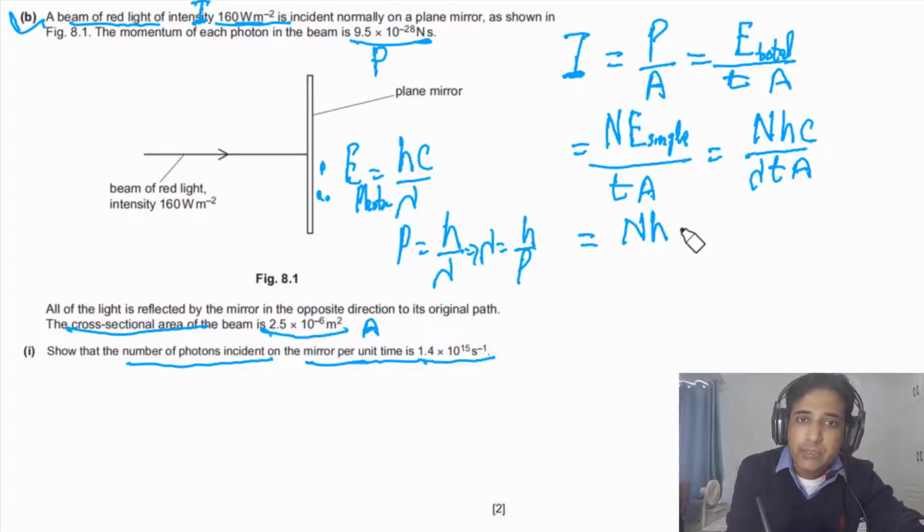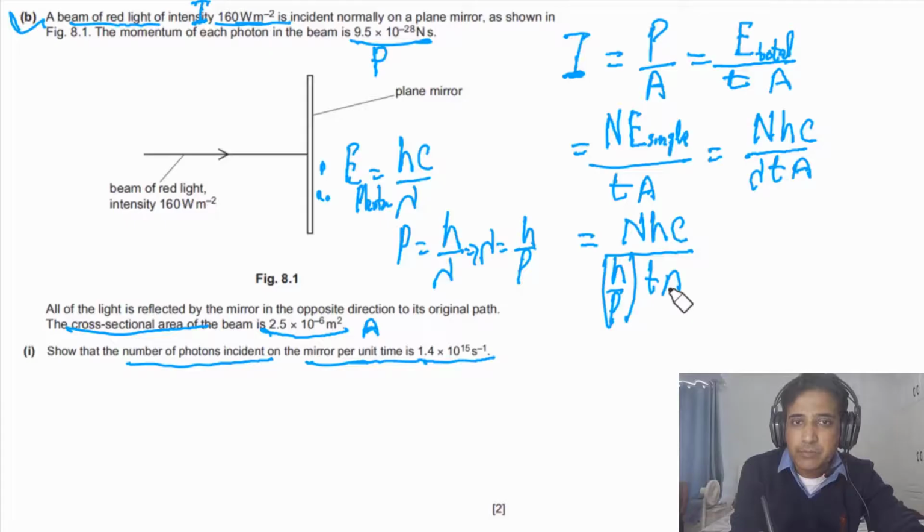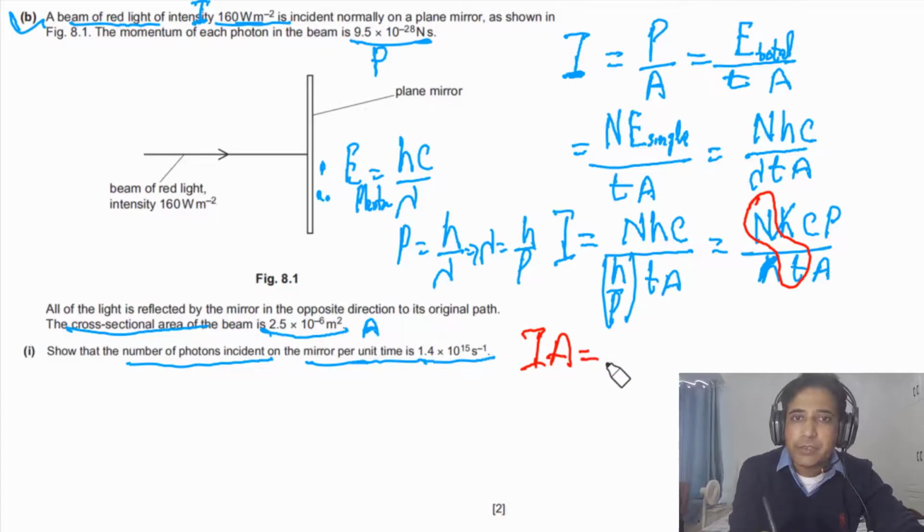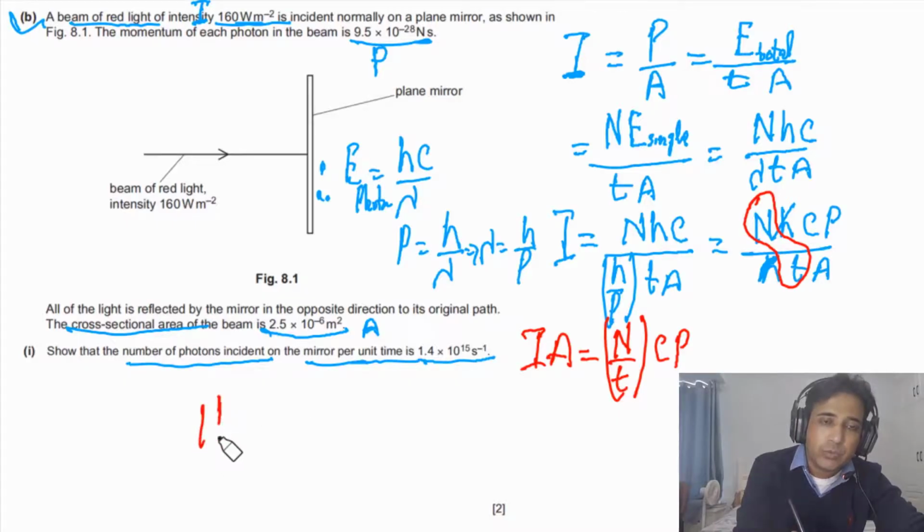So we have N times h times c, and here lambda is equal to h over p, and here we have time times A. If we rearrange this, it is N times h times c times p, divided by h times T times A. Here we have Planck's constant, so we can cancel it, and this is equal to intensity. But for this question we need to find N over T. So we can rearrange this: I times A is equal to N over T times c times p. So N over T is equal to I times A divided by p times c.